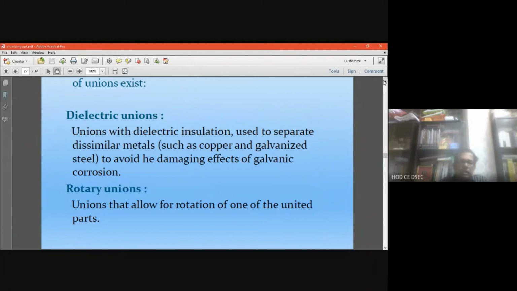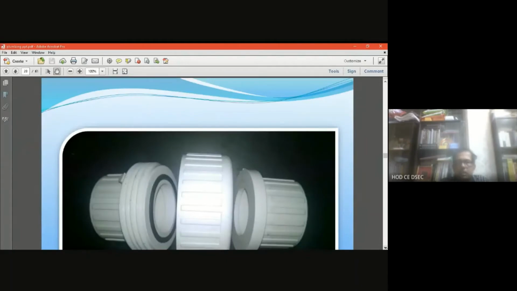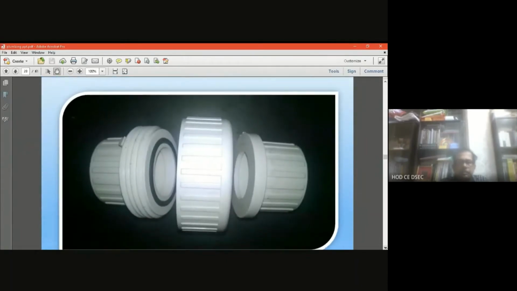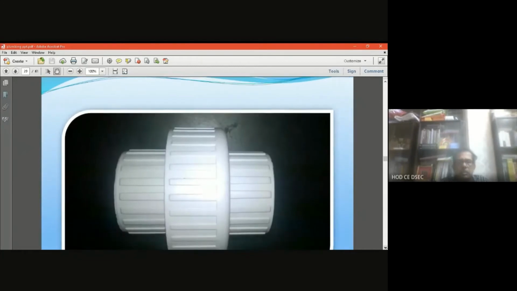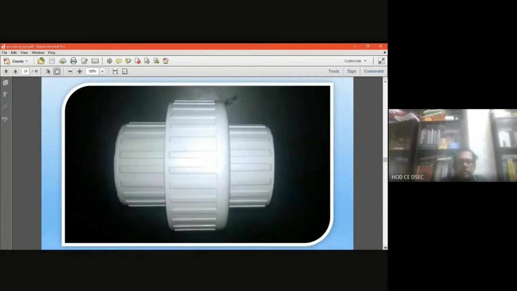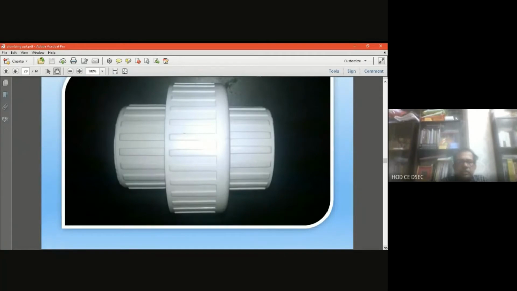Rotary unions allow for rotation of one of the united parts. Now let me show you the photographs. In the photograph, this is the union. So you see it can be disjointed; it is flexible.